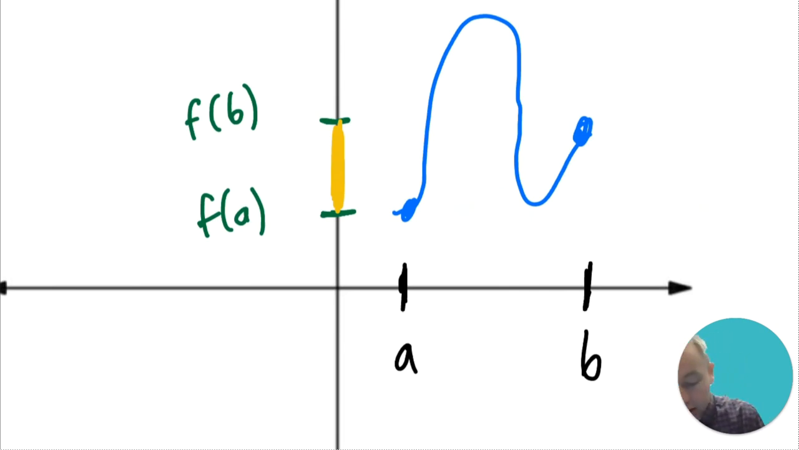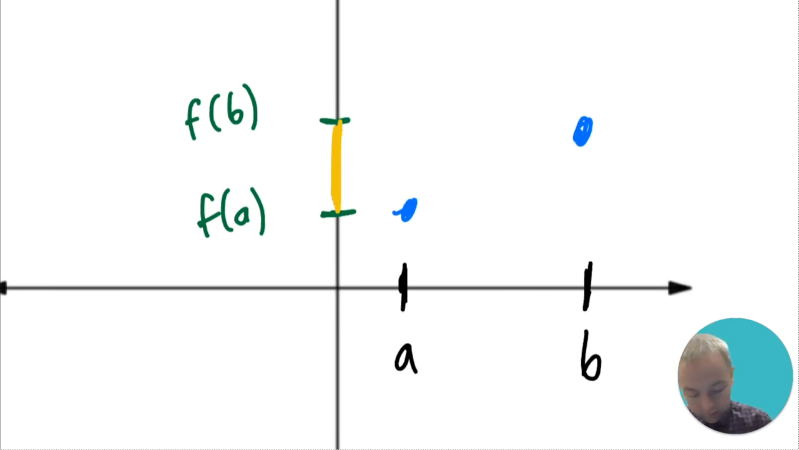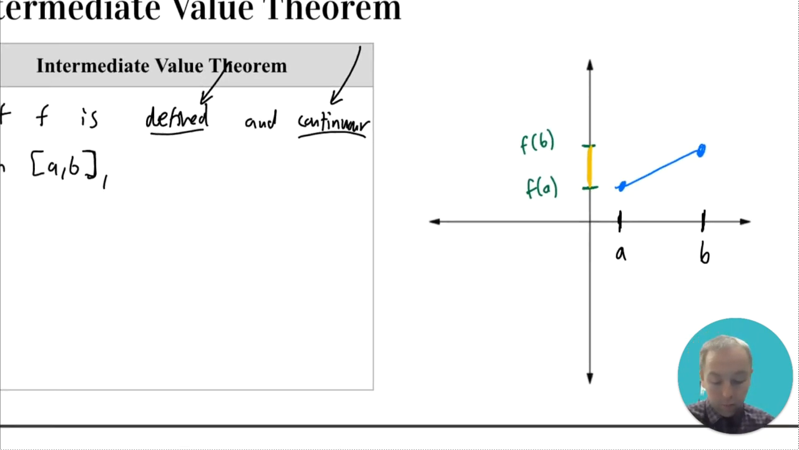We aren't guaranteed to hit any of the y values up here necessarily. Obviously, we are based on the picture, but if the line was just a straight line, then of course we're not going to hit those y values. So all that we're guaranteed is to hit every y value between f of a and f of b.